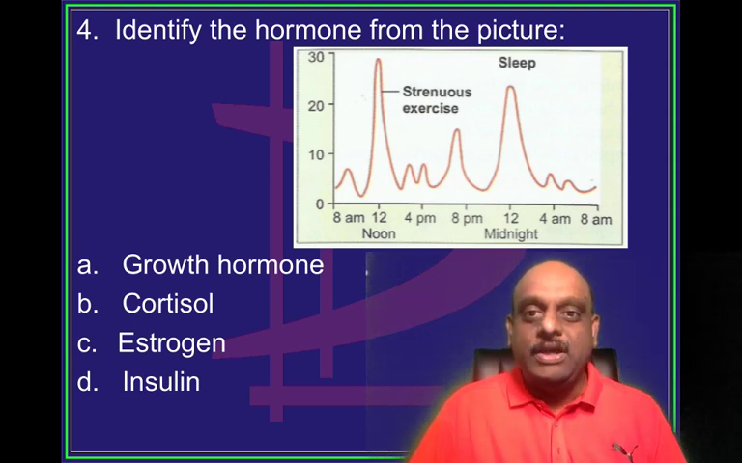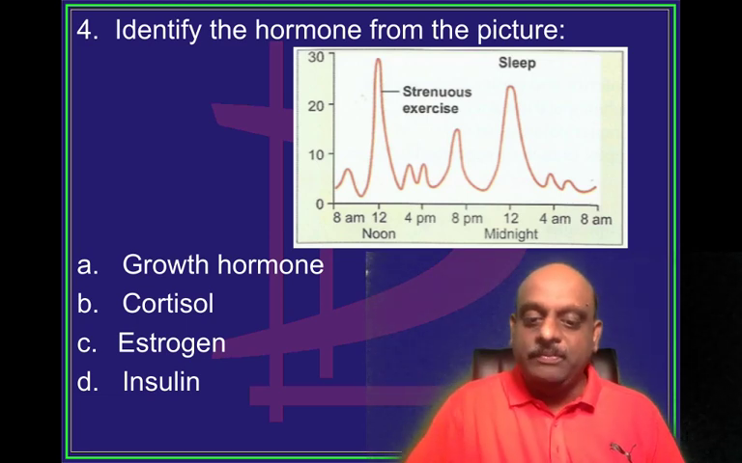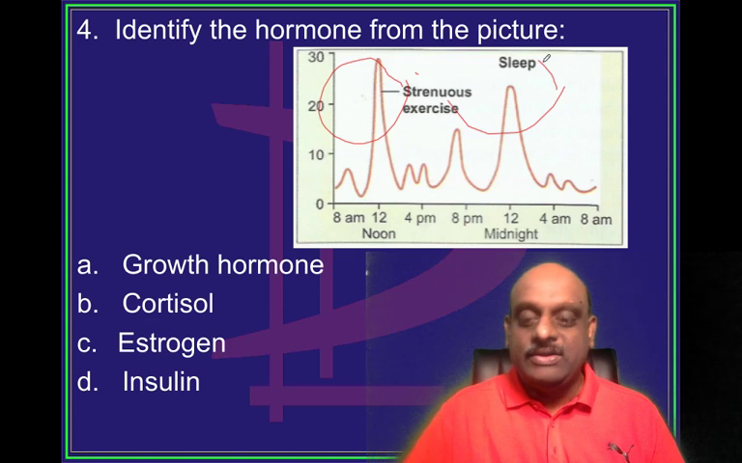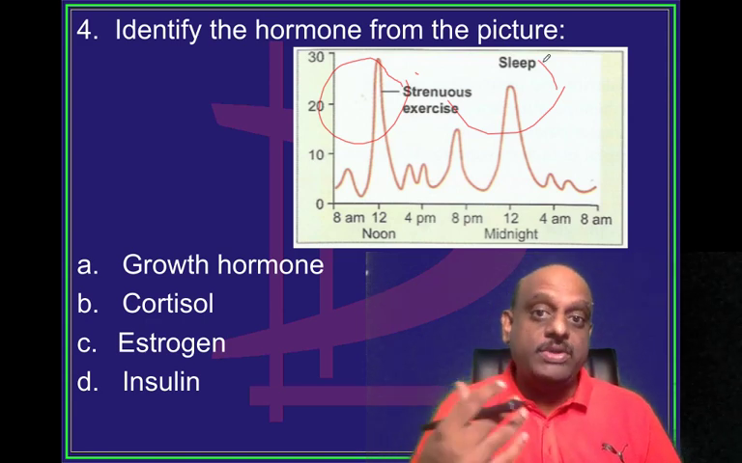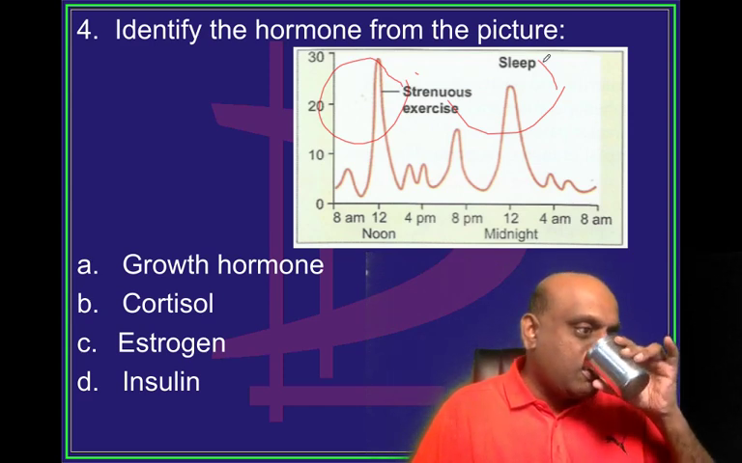Now, doc, you identify the hormone which typically has this kind of fluctuations in its level during exercise and sleep. So, which is the one which rises during that time? Which one is it? Question number 4.